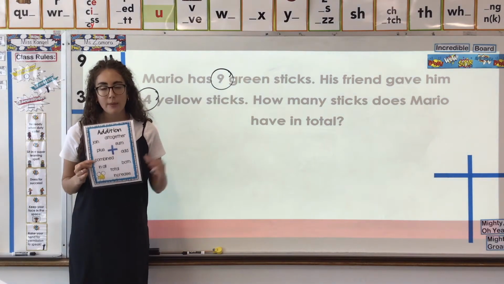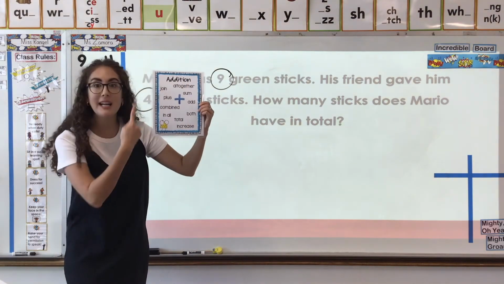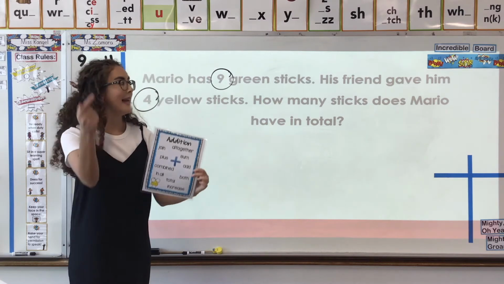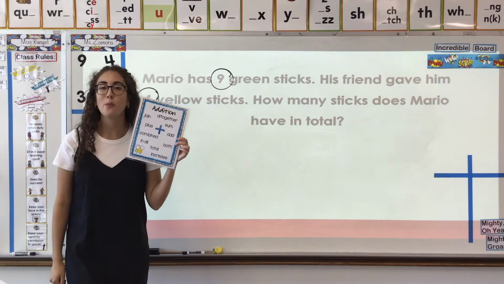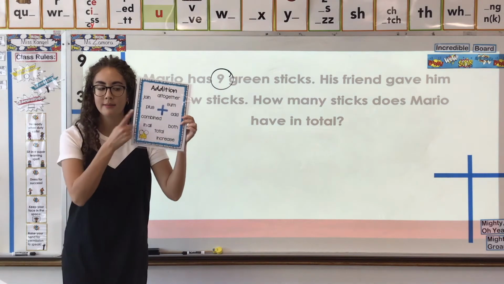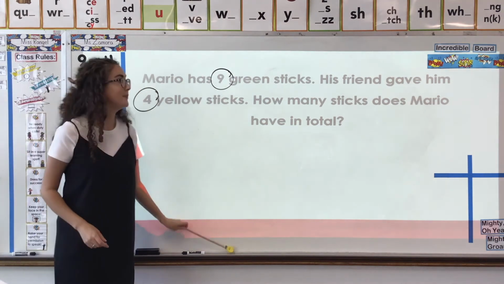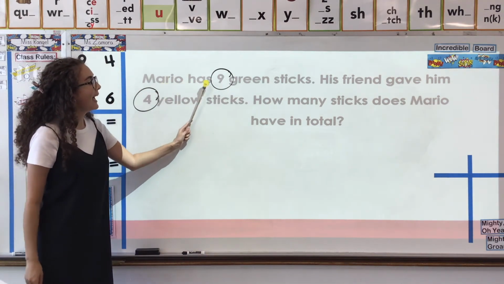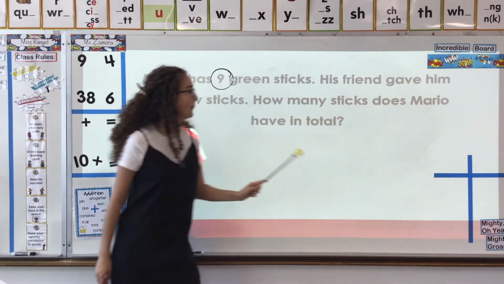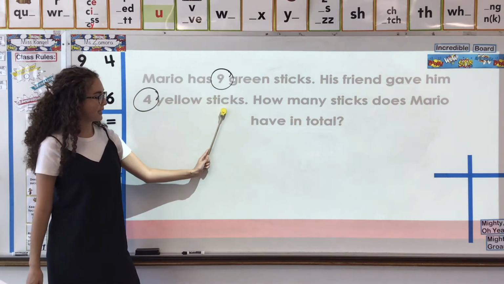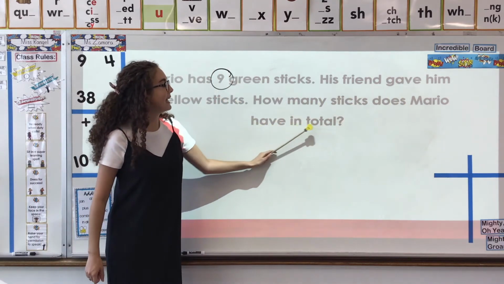I'm going to read this problem a second time, and I want you to be on the lookout. What one of these clue words is in this problem that will tell us for sure we need to use addition? Okay, be a detective. I'm going to read it a second time. Here we go. Mario has 9 green sticks. His friend gave him 4 yellow sticks. How many sticks does Mario have in total?